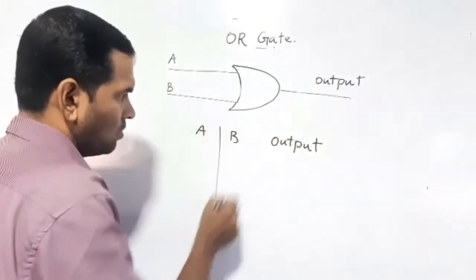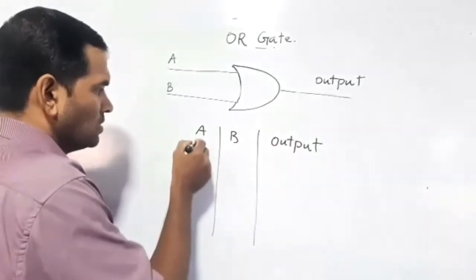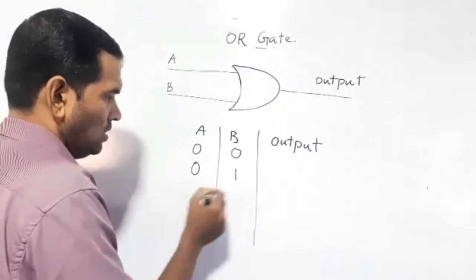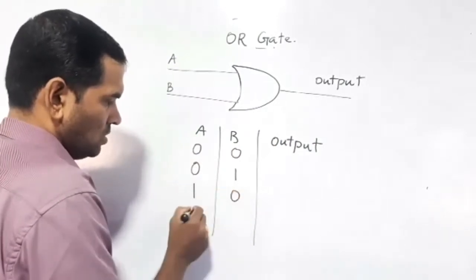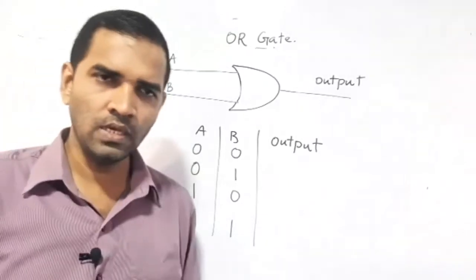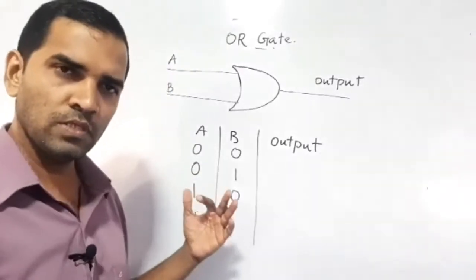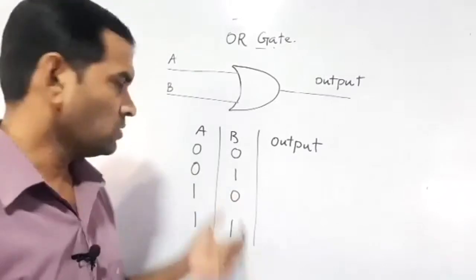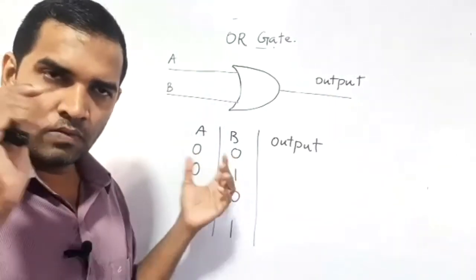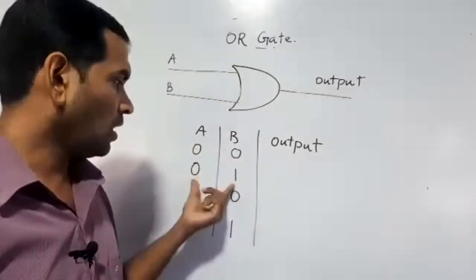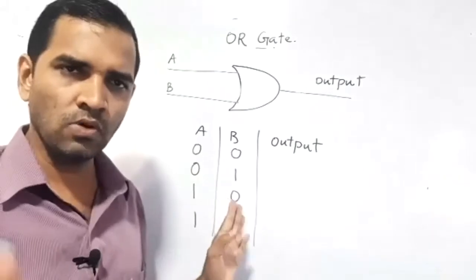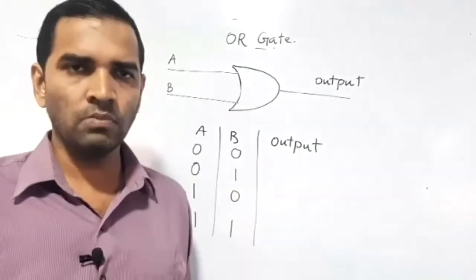So there can be four combinations. Let me write them: 0 0, 0 1, 1 0, 1 1. You may write in any order, but this may be followed by many people. So any order is possible, right? All you have to focus on is having those four things. If you have these four combinations, that's okay. Order does not matter.